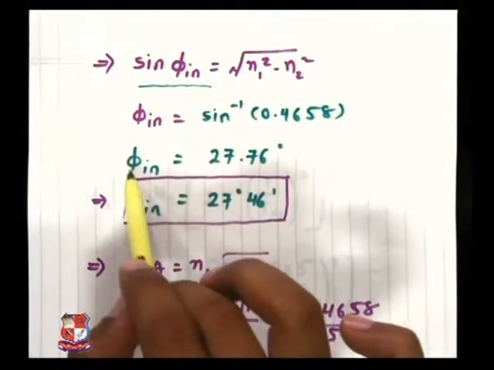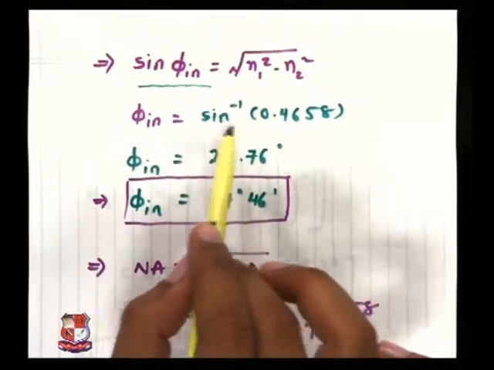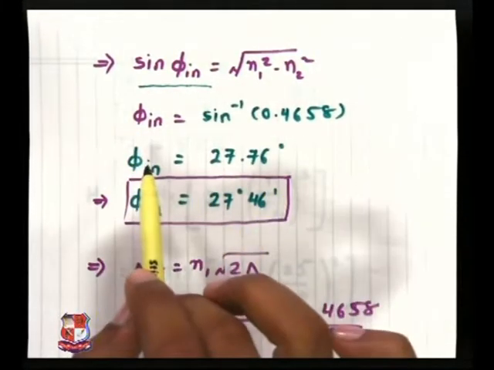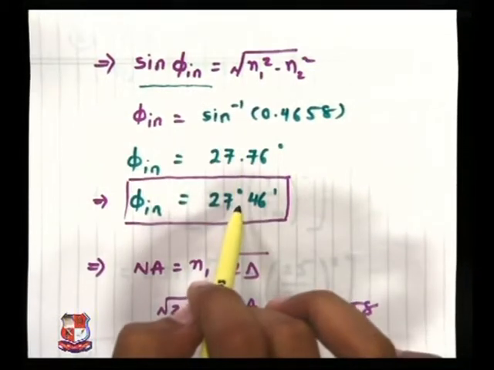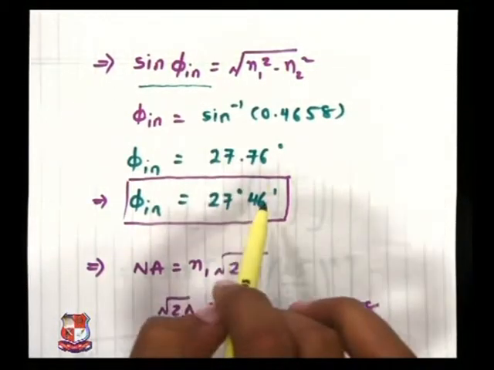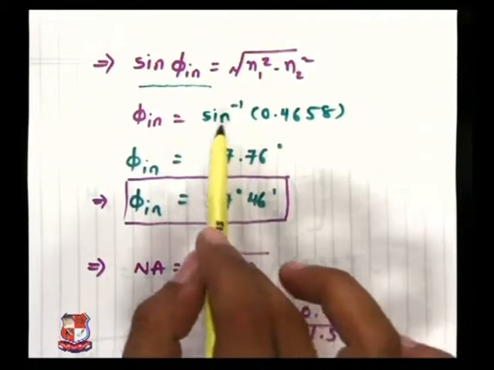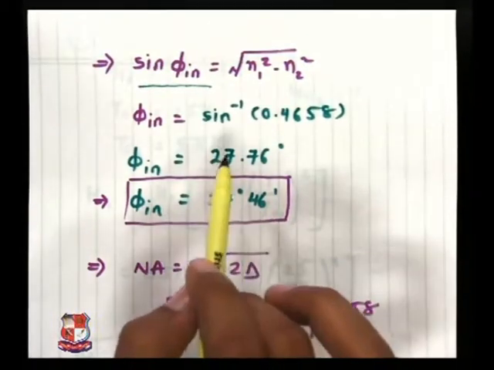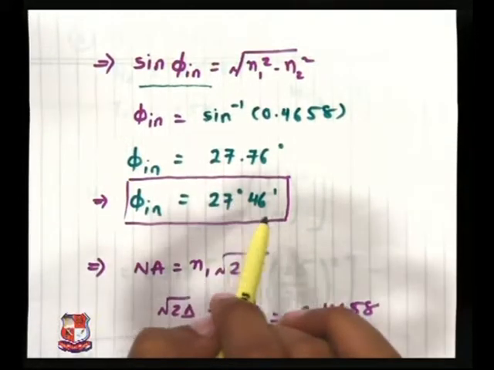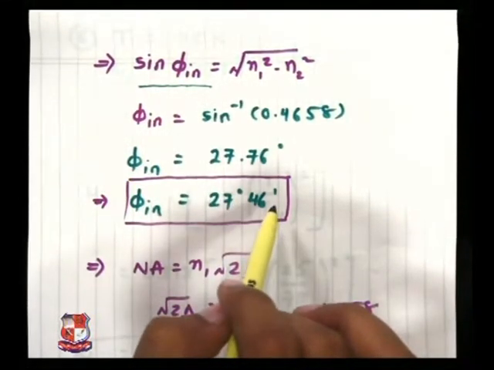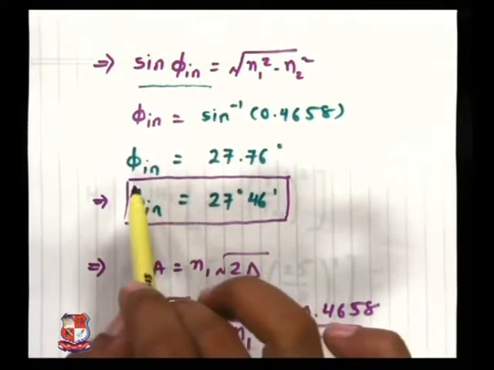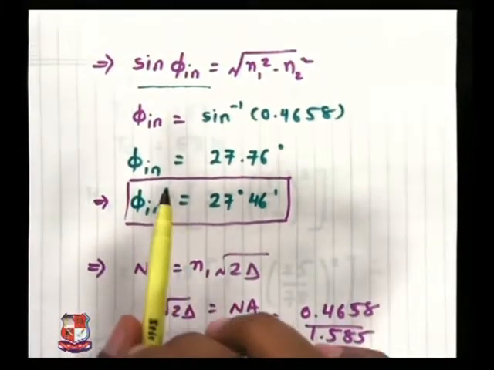The angle will be in degrees. We are just converting it into the standard value of 27 degrees and 46 minutes. We have converted this value into degrees and minutes. The answer will be 27 degrees and 46 minutes. So this is how we calculated the acceptance angle.